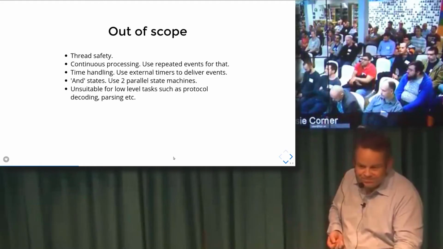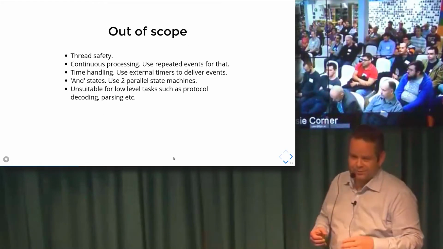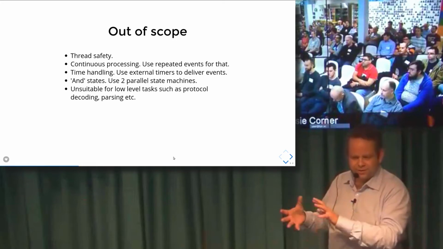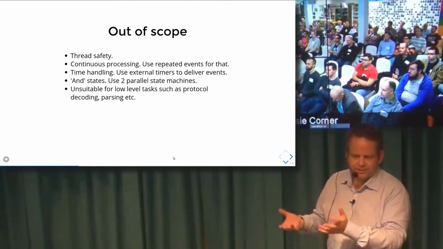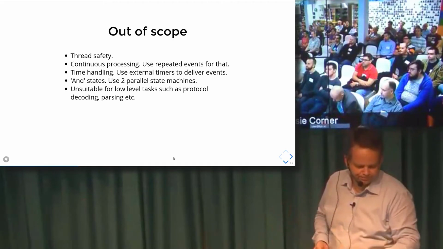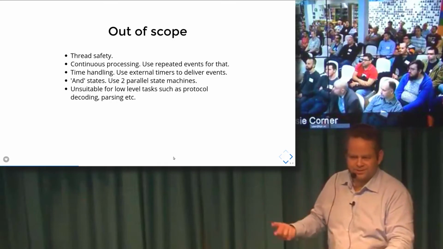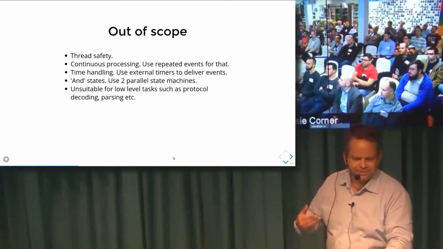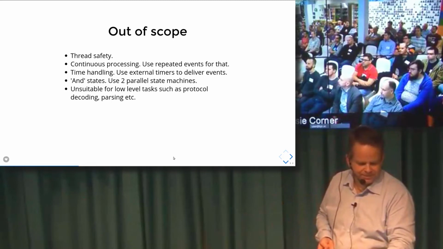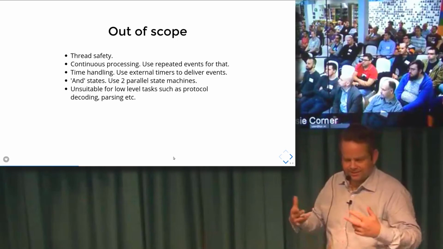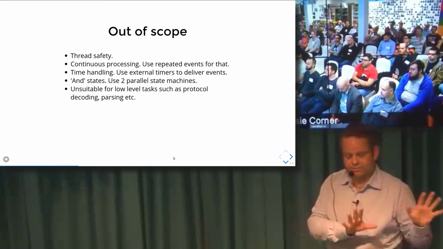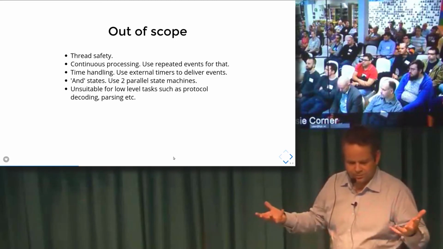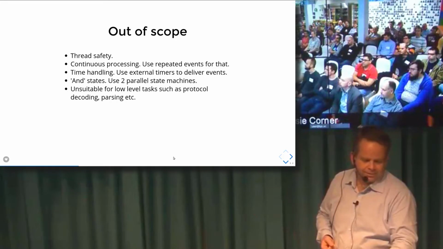So what's not in scope? Thread safety. You can put a thread safe queue on it, and that should more or less take care of that. There are some common data structures inside, but they are const, so that should be fine. Continuous processing is also out of scope. Just insert events to do that. Time handling and AND-states. If you know UML, you can have states where several states are active at the same time. That's also left outside. So just do two of them. And yeah, that's more or less out of scope for this.